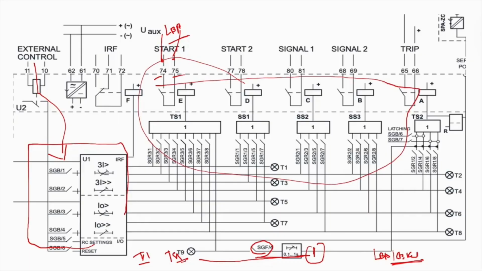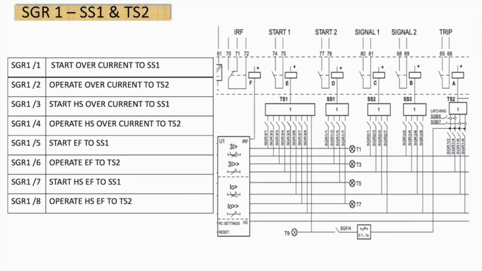Okay? So let's move on. First, SDR is for stage 1. SDR has 3 stages: SDR1, SDR2, and SDR3. First, we'll talk about SDR1. This is for complete relay configuration. So within SDR, let's first talk about start of overcurrent. Start of overcurrent means pickup. So if you want pickup, you need to take the relay's pickup signal.